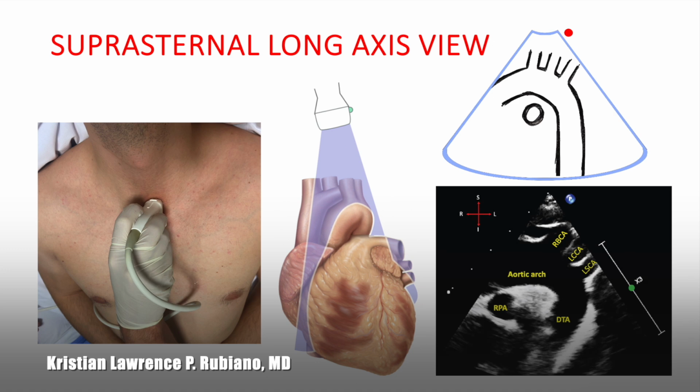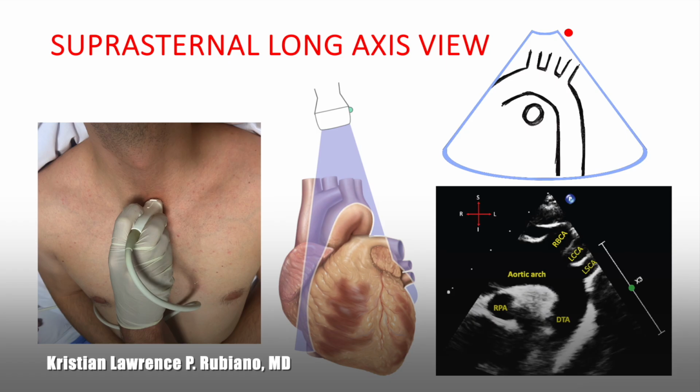Now we proceed to the suprasternal long axis view. This may be very uncomfortable to most patients. To do this, we ask the patient to extend their head and to look to the left side to accommodate the probe. Place the probe in the suprasternal notch at the approximately 1 o'clock position with tail of the probe towards the patient's right ear.